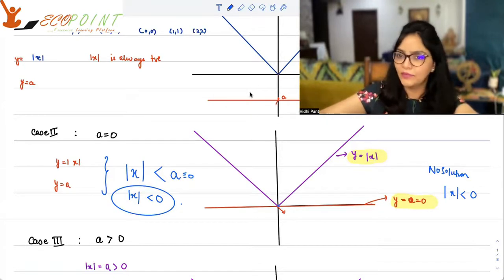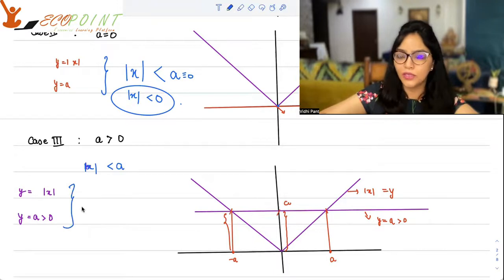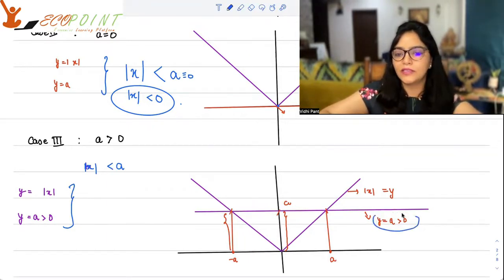The next case is where we will be looking at a as a positive number. So this time we're interested in mod x less than a, but a is a positive entry. There are two concerned graphs, y is equal to mod x and y equals to a, where a is positive. Suppose this is y equals to a, and this is where a is on the y-axis. This is the height. And this is your graph of y equals to mod x, the V-shaped graph.